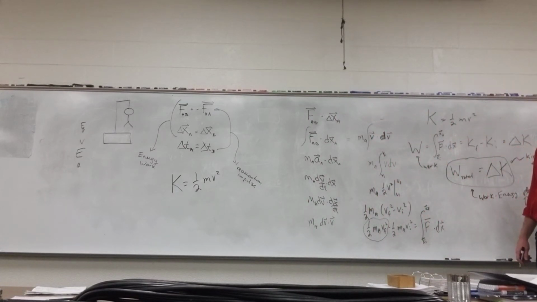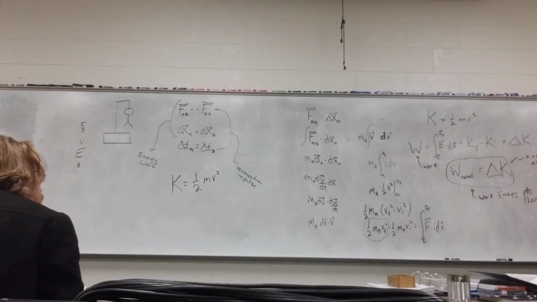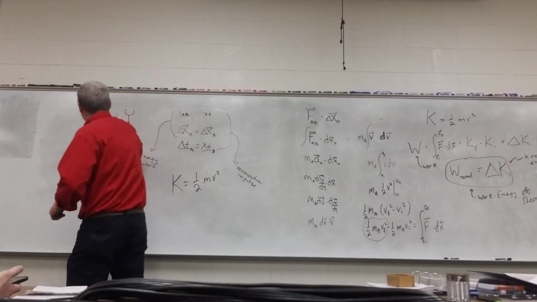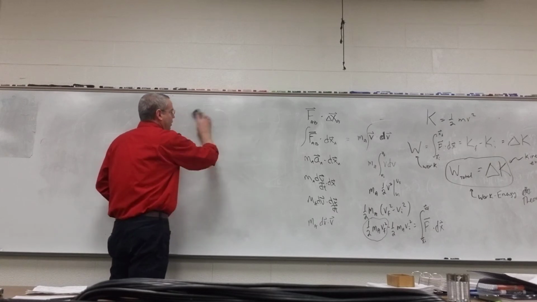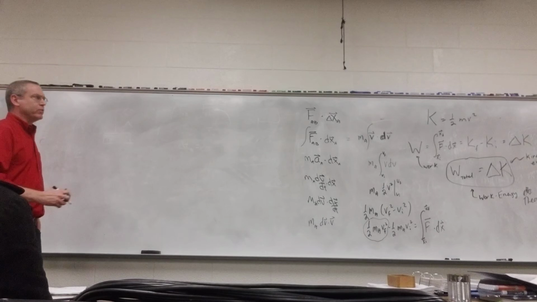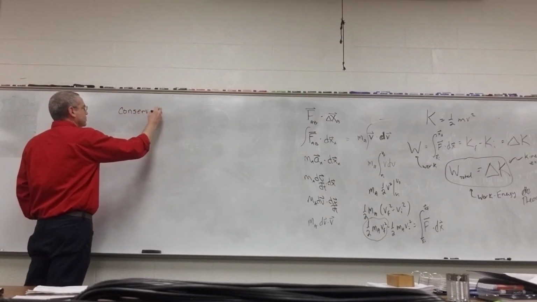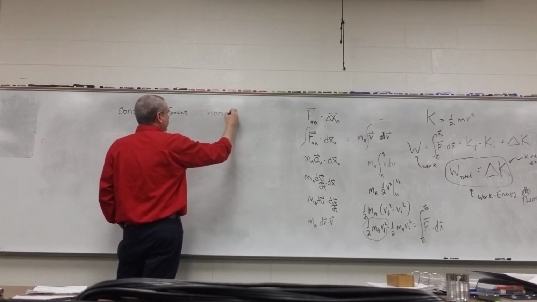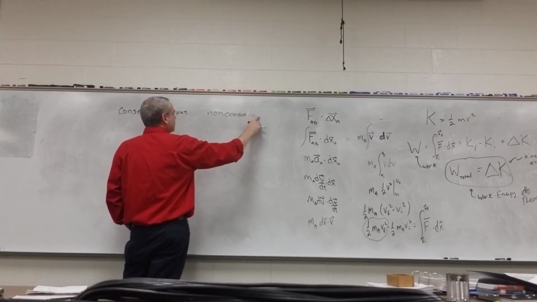So, we have this 1/2 mv squared. At this point, I do need to talk about some types of forces. We have the F-net, but we can also categorize forces a slightly different way as conservative forces, and non-conservative forces. Not liberal, non-conservative.